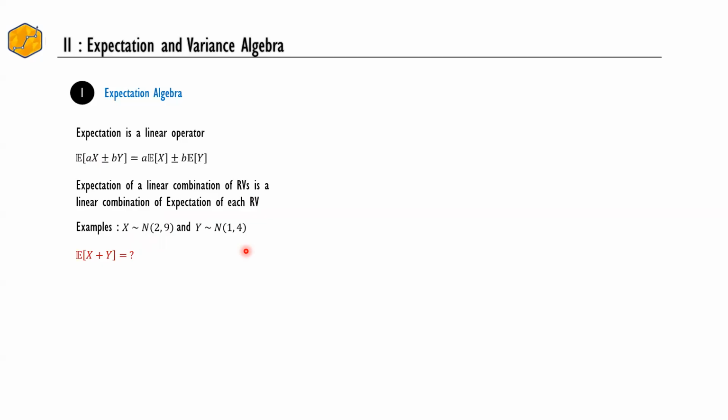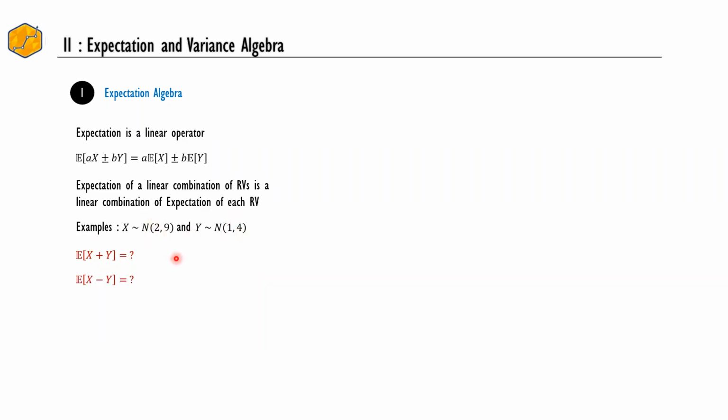Expectation of X plus Y. Please participate. It is today or never, guys. Trust me. So all of you are saying 3 is pretty straightforward, right? Expectation of X plus Y is expectation of X plus expectation of Y. So it is 2 plus 1, that is 3.